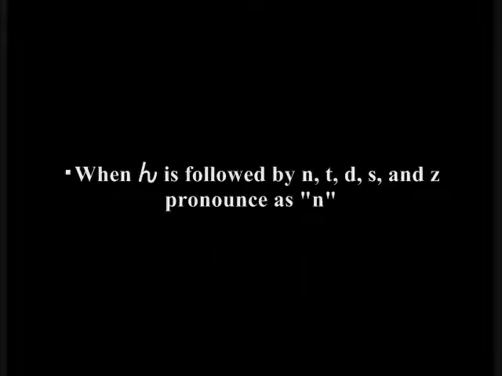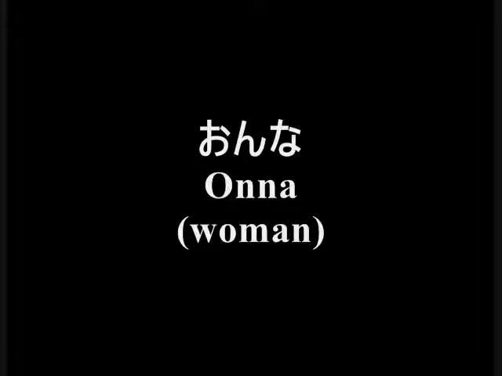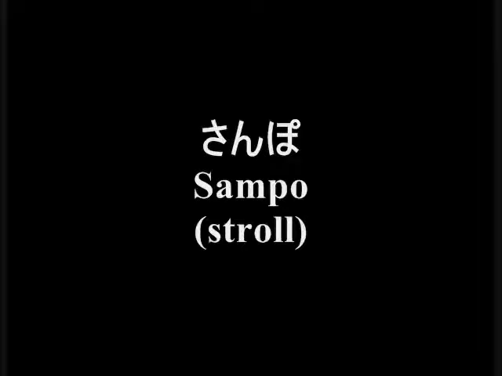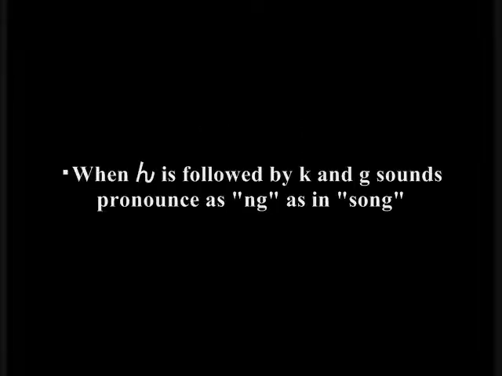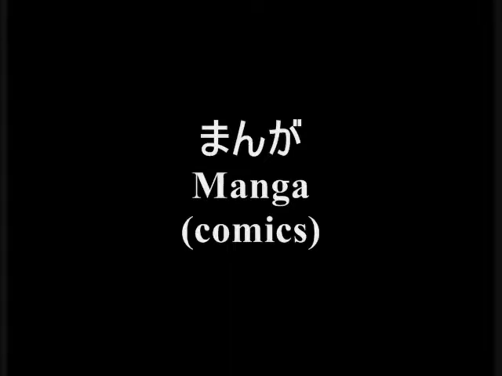Followed by n, t, d, s, and z sounds, n is pronounced as n, onna, woman. Followed by m, p, and b sounds, n is pronounced as m, sanpo, stroll. Followed by k and g sounds, n is pronounced as ng, as in song, manga, comics.